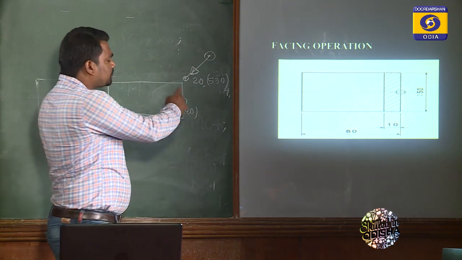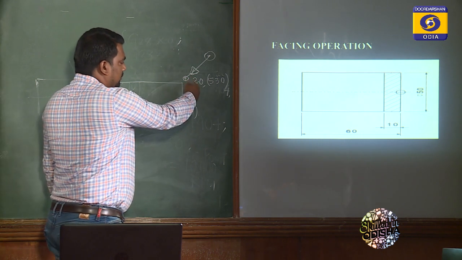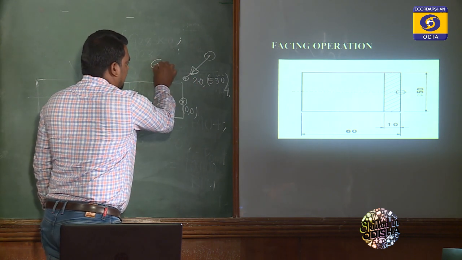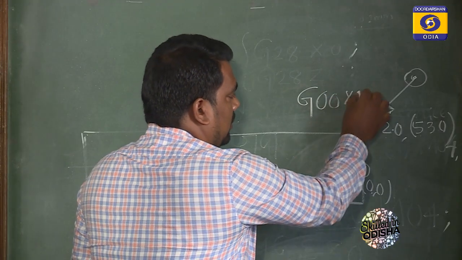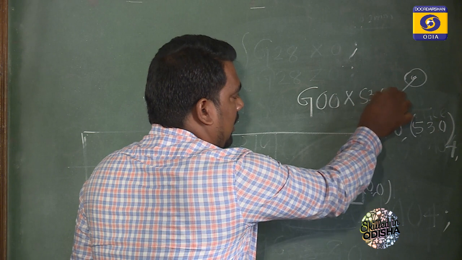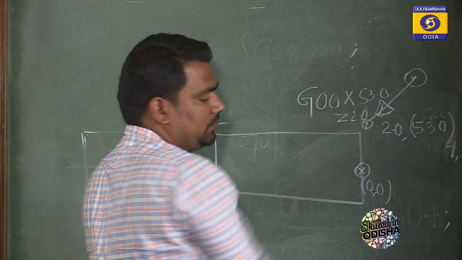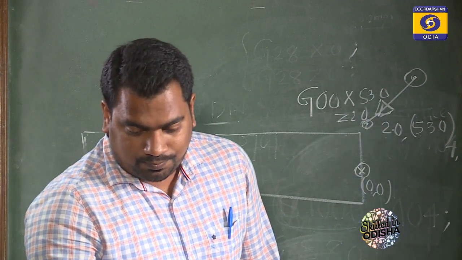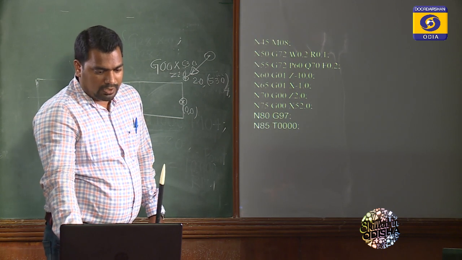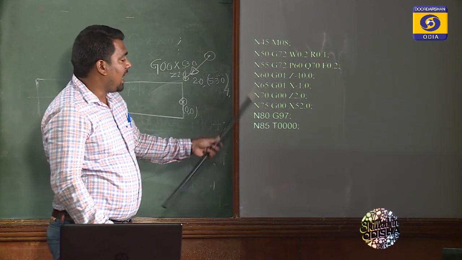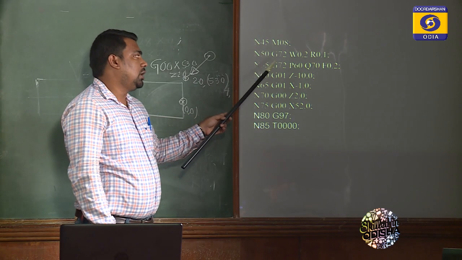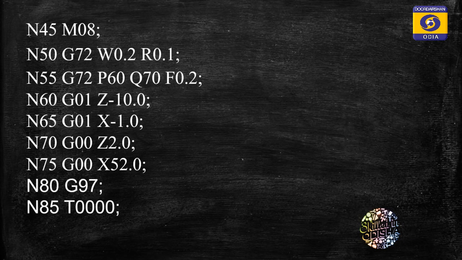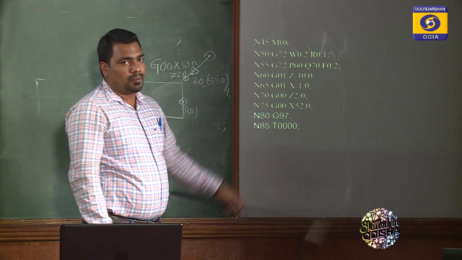So I am defining G00 X53.0 Z2.0. Then I have to mention M08. By M08 coolant is on. Then I have to write G72 W0.2 R0.1.